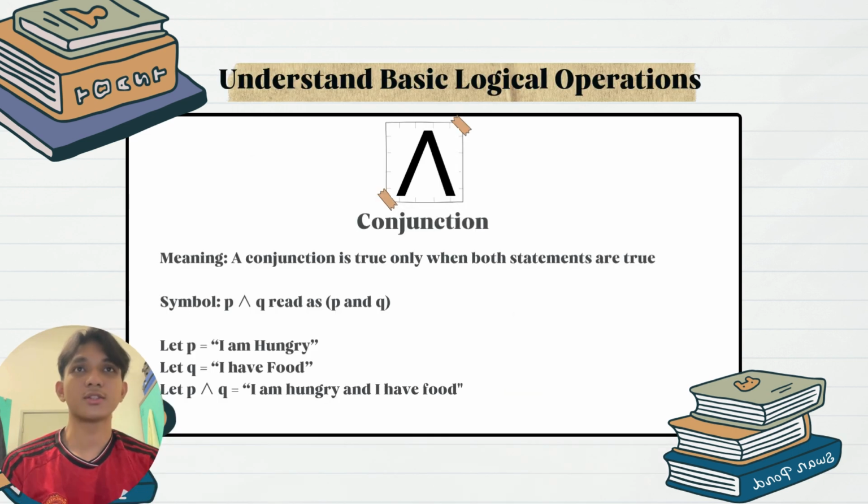T. So for the second basic logical operation, we have conjunction. Conjunction is true only when both statements are true. The symbol is read as P and Q. So for example here we have P equal to I am hungry and Q equal to I have food. So P conjunction Q equals I am hungry and I have food.